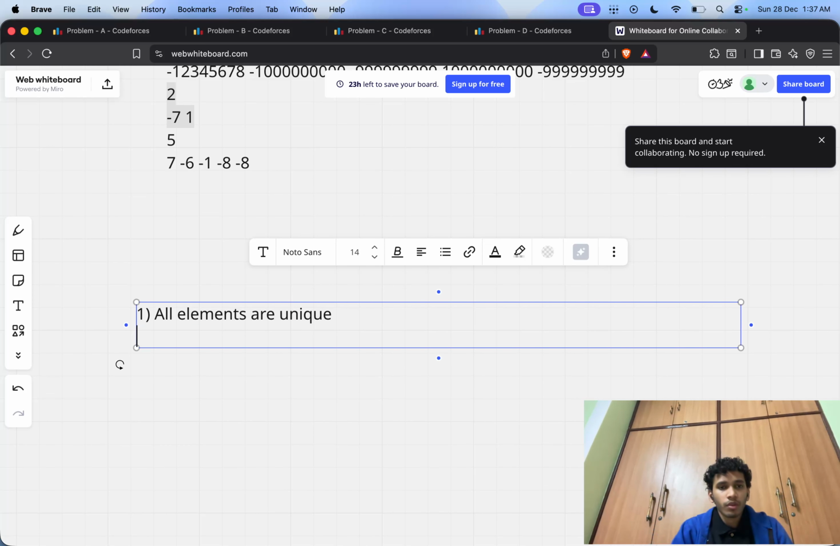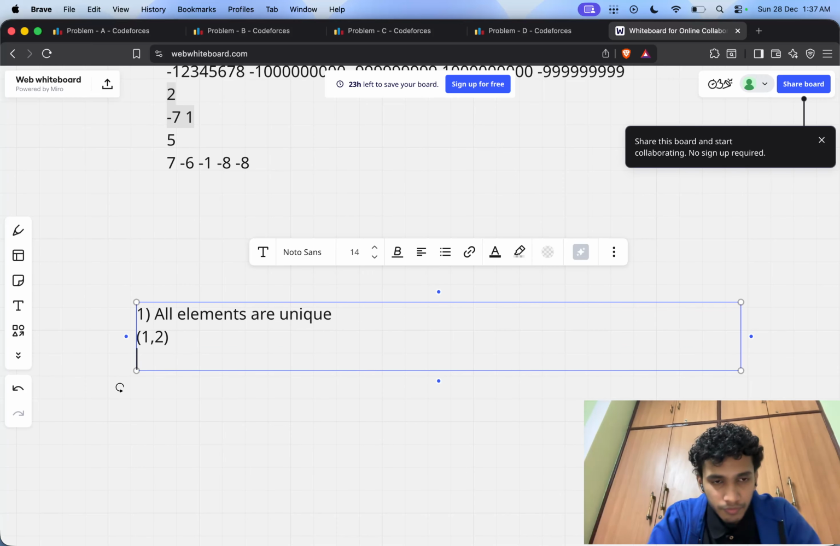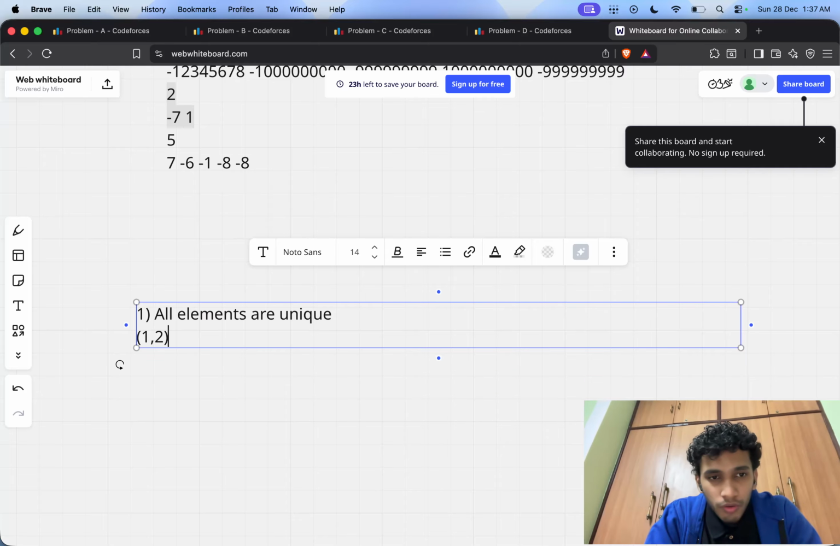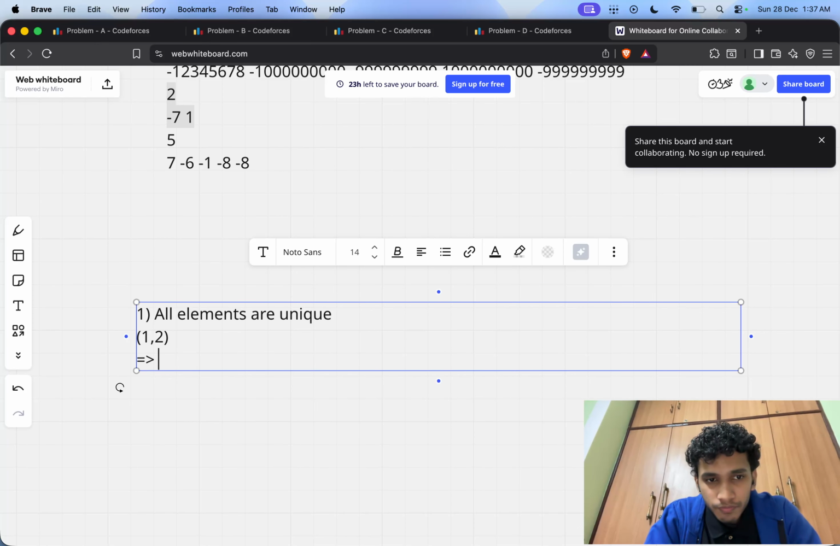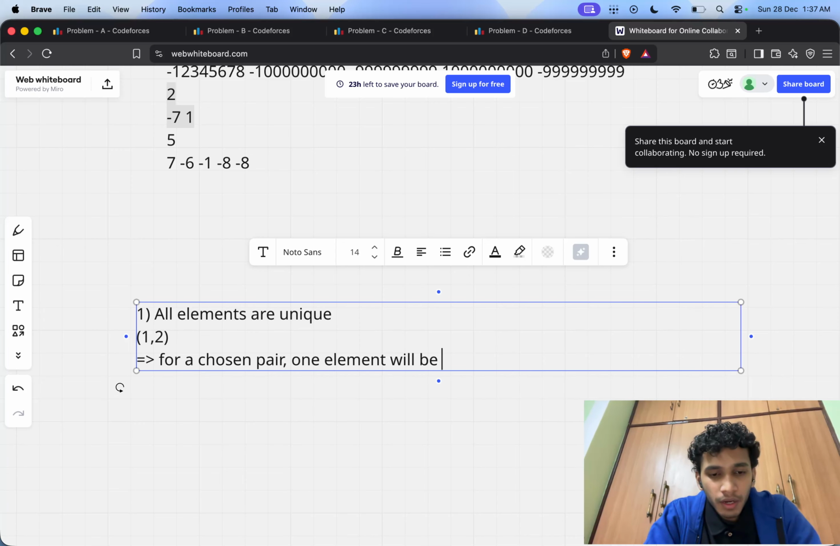All right. So for the first time, a number is chosen. That is, let's say 1 and 2 are chosen. So one of the elements will be dead for sure. So for a chosen pair, one element will be dead for sure.